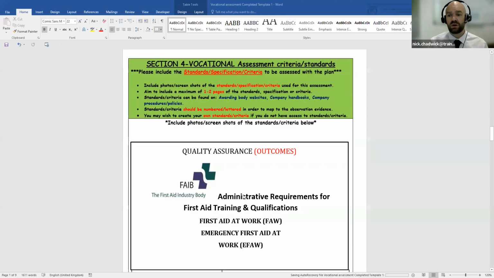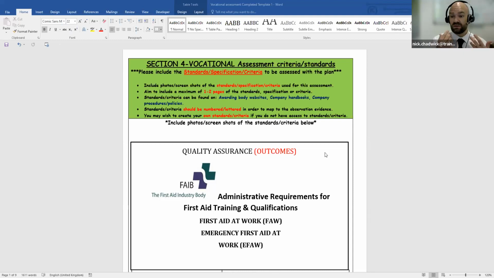Now, we're just going to move on to section number 4. This is the criteria or standards. Please include the standards, the specification, or the criteria to be assessed with the plan. For this section, once again, you need to include evidence of your standards or criteria. This is a term that everyone has within their job role. To perform your job effectively, you need to follow some type of guidelines or standards or criteria, and that's what this section is all about.